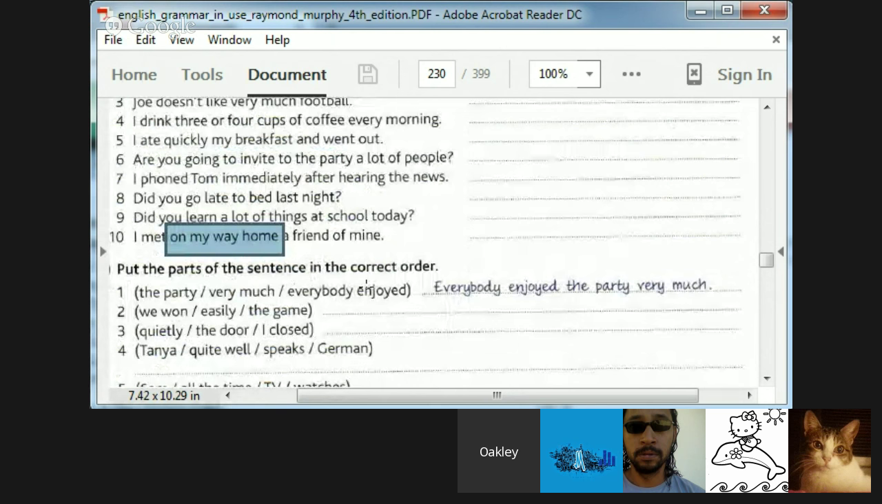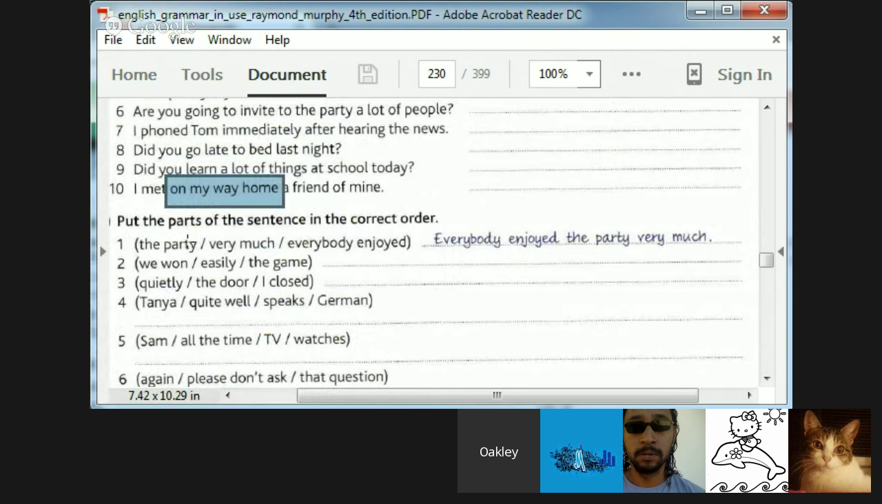All right, we're going to do another sentence construction exercise here. You get nouns, adverbs, subject, noun, and verb. Subject, noun, and verb are together. All right, construct a sentence. For example, "the party very much everybody enjoyed" should be "everybody enjoyed the party very much." Okay, subject, noun, and verb. The party, object, noun, and the adverb phrase.